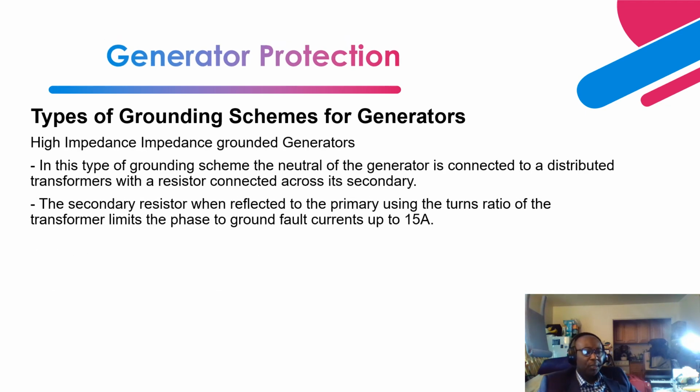Next is a high impedance grounding scheme. So I've already made mention that we utilize a single phase distribution transformer at the neutral of the generator. Basically it goes through turns ratio to limit the fault current to between 5 amps and 20 amps, typically about 15 amps.